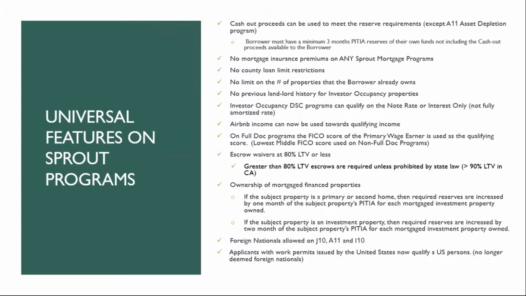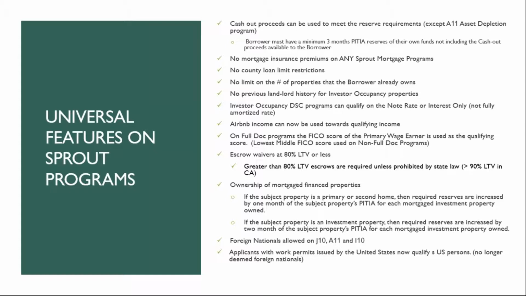All right, so the screen that you see here represents some of the universal features on our programs. These are parameters that most of our programs share in common. I'm going to go through the list here very quickly with you. Cash out proceeds can be used to meet the reserve requirements except on the A11 asset depletion program. Keep in mind that the borrower must have a minimum of 3 months PITIA in reserves that come from their own funds before cash out may be used towards reserves.